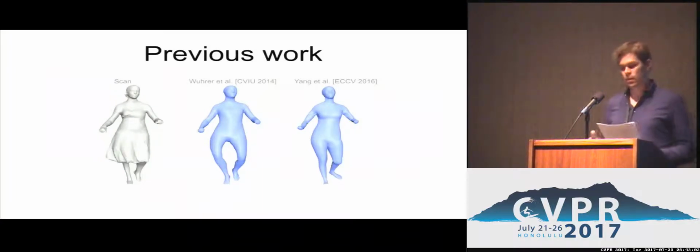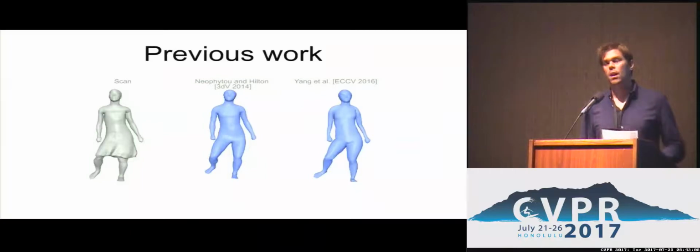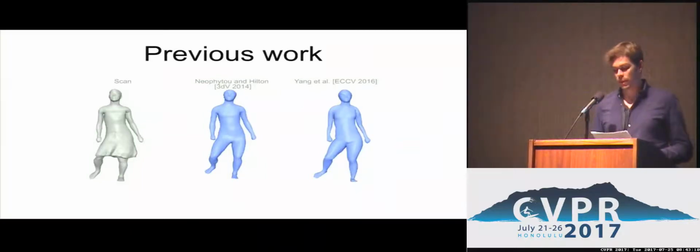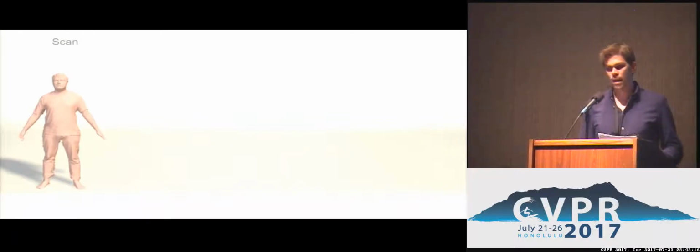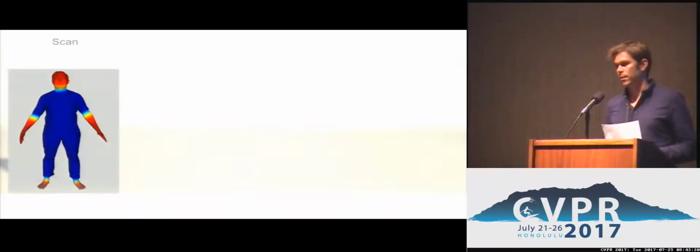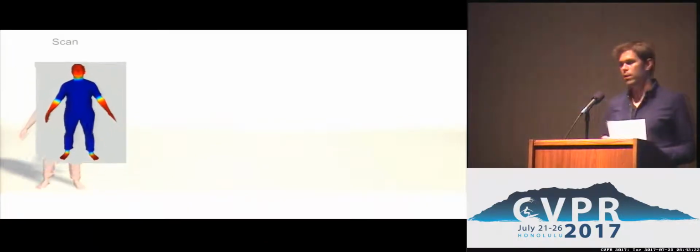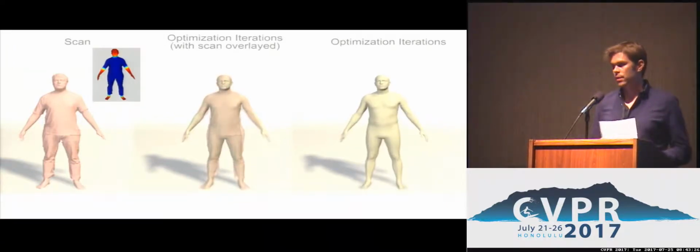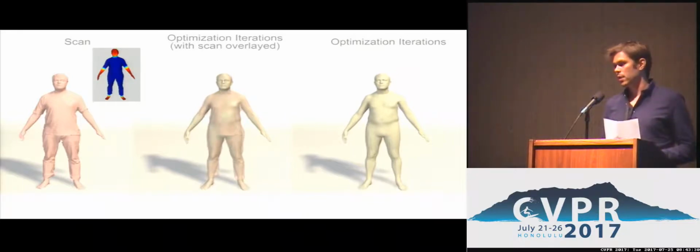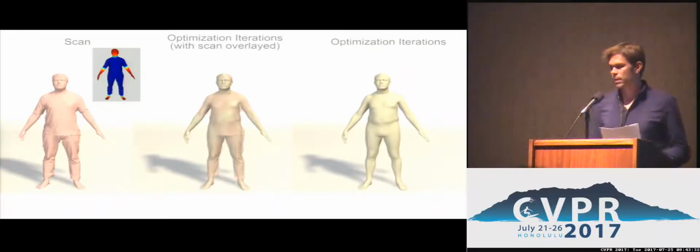In previous work the results look overly smooth because they are restricted to the model space and because they use weak models of pose deformation. Instead, we optimize a free-form surface deformation and the model parameters jointly. First, we segment the scan into skin parts shown in red and cloth parts shown in blue. Then we optimize an objective function that forces the solution to be close to the skin parts and inside of the cloth parts. Notice how the shape changes during optimization.